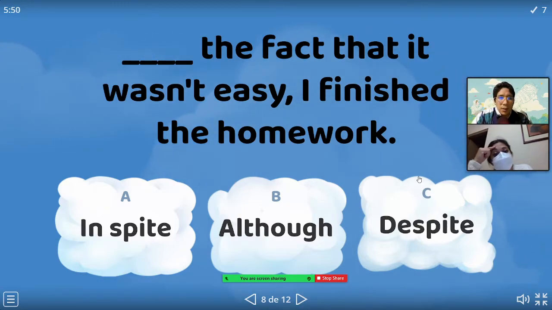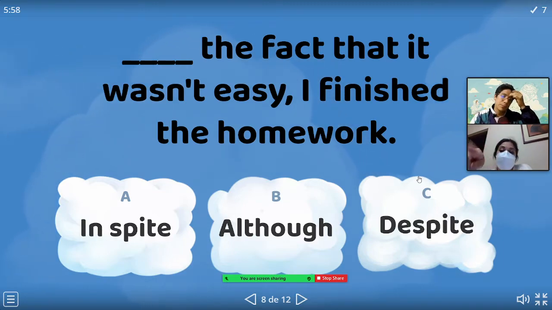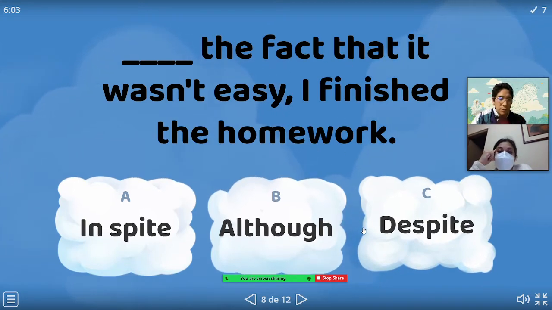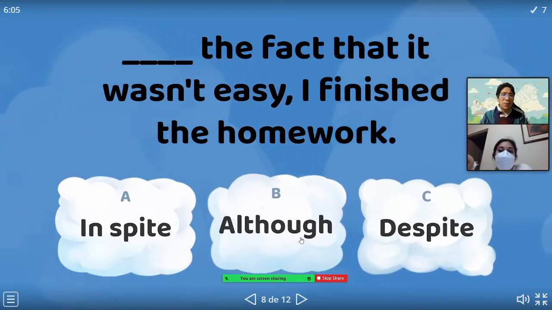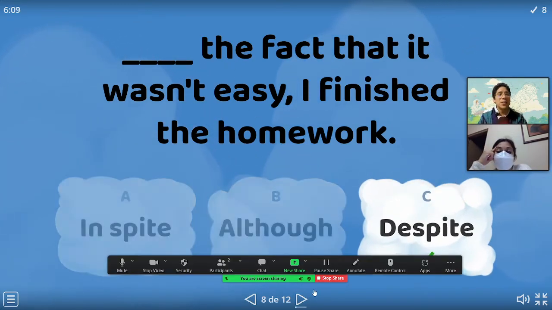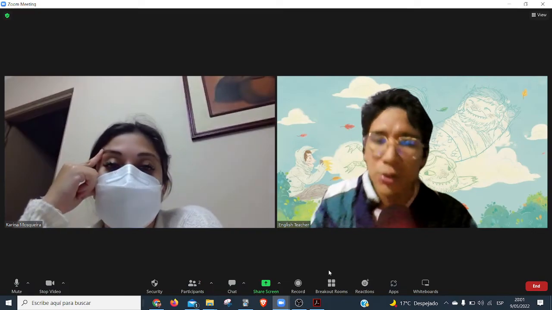The father was against the war. O es despite. ¿Por qué no puede ser in spite si tengo the fact that? Porque no está love. Excelente. Y no puede ser el although porque el although no trabaja con the fact that, ¿sí? Despite. ¿Ok? So we're gonna stop here.